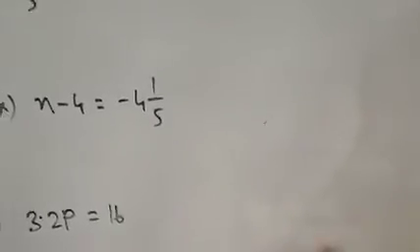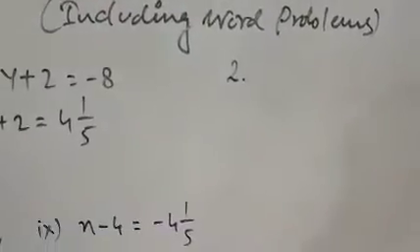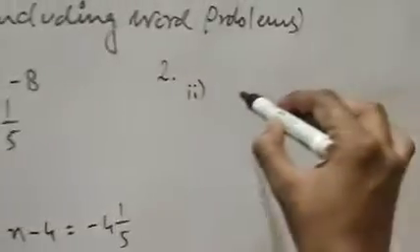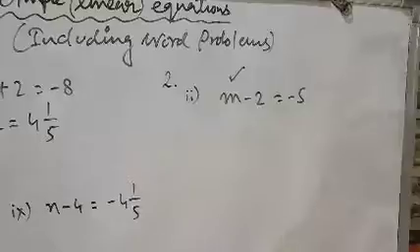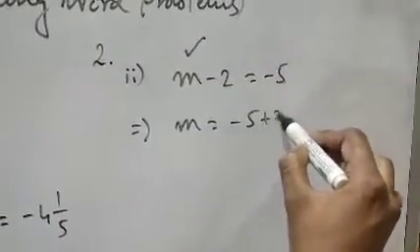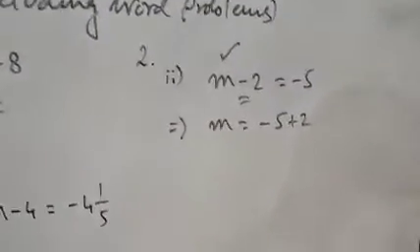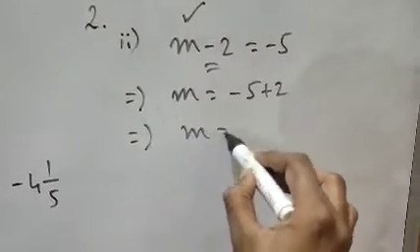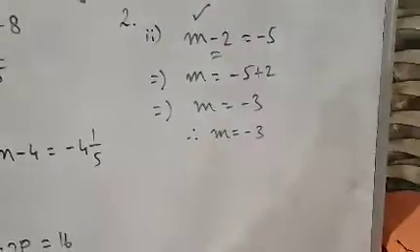So questions from part 1 were solved. Next part 2. Question number 2. The equation is m minus 2 equal to minus 5. Variable used is m. So same process, minus 5 plus 2, because here the sign is minus. So when you transfer, the minus will change to plus. Therefore m equal to minus 3. So your answer is minus 3.